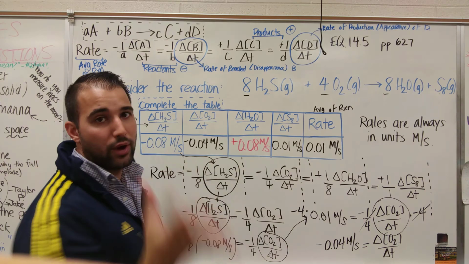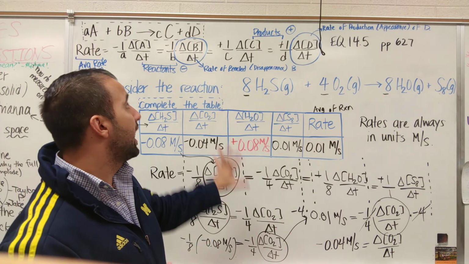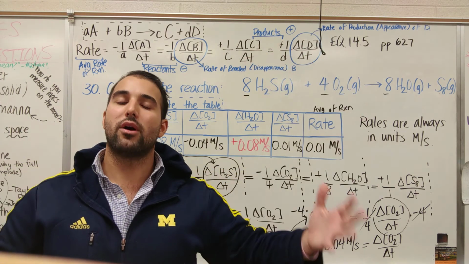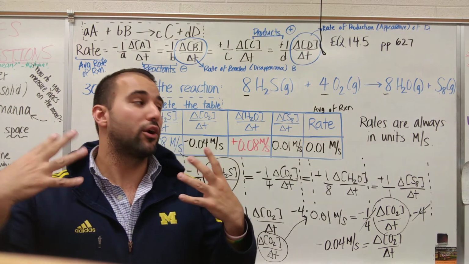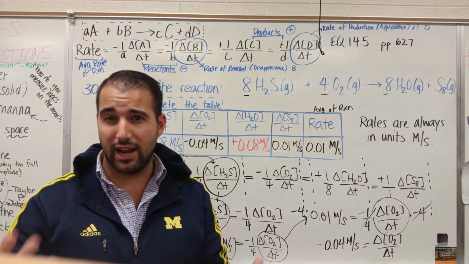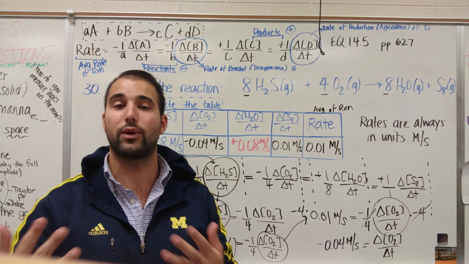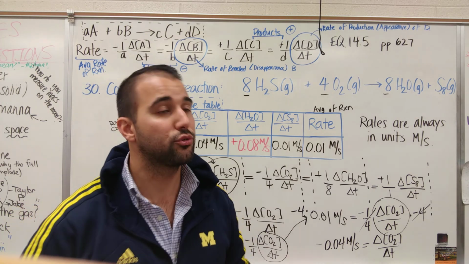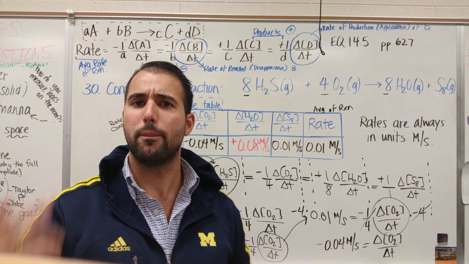Hopefully this was a nice little crash course on how to do rates of reactions using the stoichiometric coefficients. It's not going to be the major part of chapter 14, but there are definitely going to be some questions that talk about the rate of appearance or rate of disappearance. And you'll see this in a future lab. All right, so if you have any other questions, comments, or concerns, please let me know.